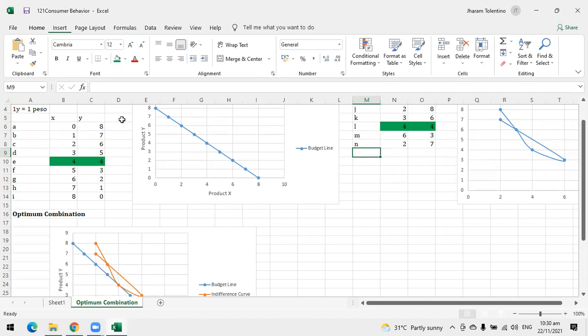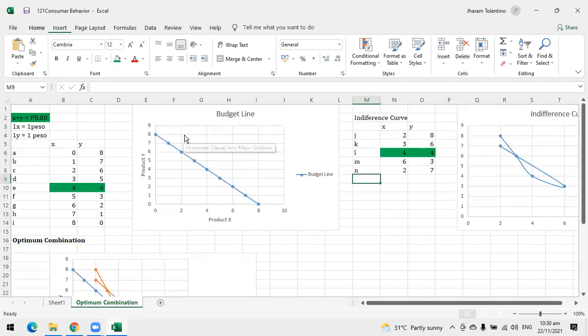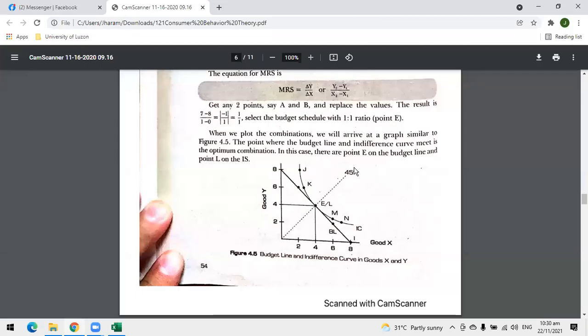Point A is 0.8, then 1.7. 0.8, 1.7. So what do you just do there? Changes in Y over changes in X. Okay, so Y minus 8 over 1 minus 0, that's negative 1/1. Absolute value, we get 1/1. Then the budget schedule is 1:1 with the ratio at point E, the one in the middle.